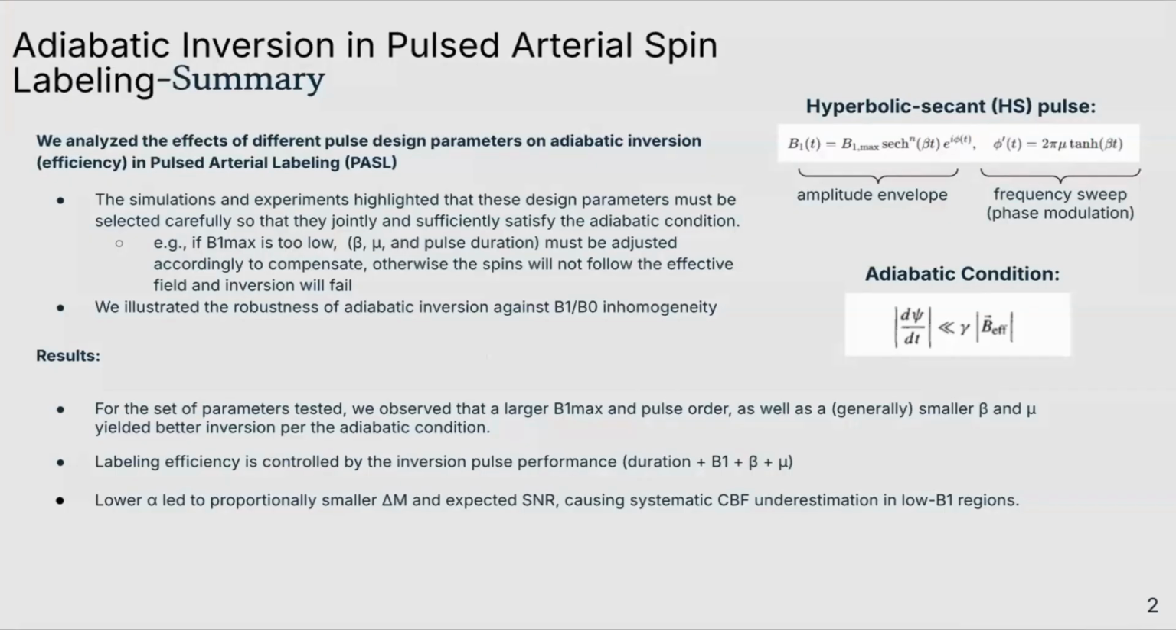So in our project, we systematically varied hyperbolic secant adiabatic pulse parameters such as B1 max, pulse order, beta, mu, and duration, and measured inversion efficiency in PASL. We saw that these parameters have to jointly satisfy the adiabatic condition, otherwise the inversion degrades. For designs that do satisfy the condition, inversion is fairly robust to B0 offsets, but still sensitive to B1 scaling. For the PASL kinetic model, we showed that lower alpha directly reduces delta magnetization and SNR, leading to systematic CBF underestimation in low B1 regions.